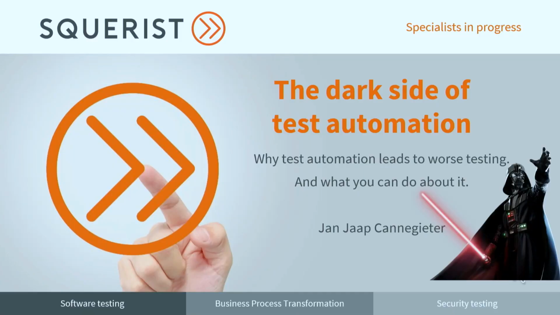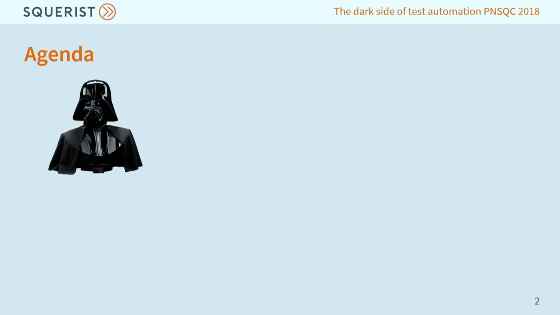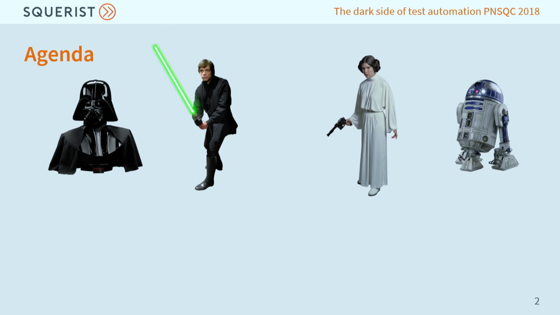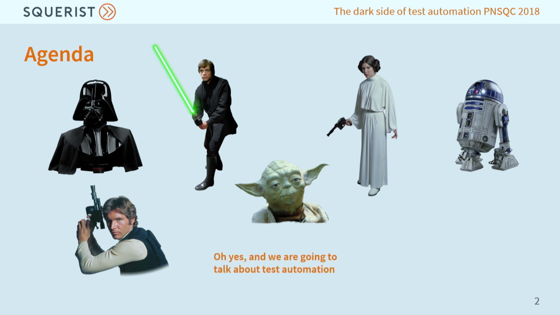Dark side of test automation. In 2019, we're doing a lot wrong with test automation, but you can do it in a right way. And I will show you how the dark side looks, but also that there is an alternative. I will talk during this talk about Darth Vader, of course, Luke Skywalker, who you can't do anything with Star Wars without, Princess Leia, R2-D2, my personal favorite, Han Solo, and Master Yoda. Is that what you expect me to talk about? Yeah. For those people who said yes, I'm sorry, we're also going to talk about test automation.